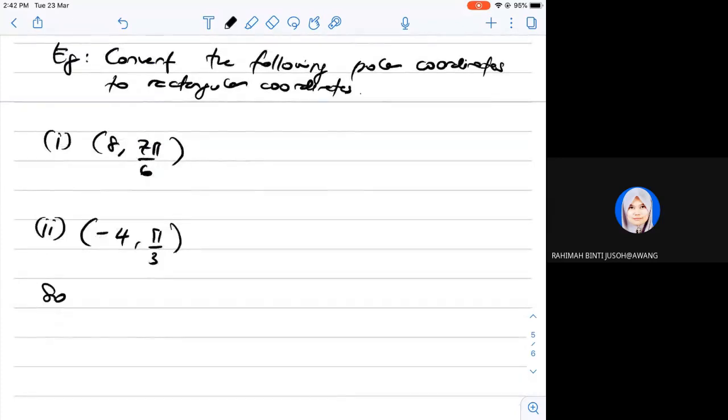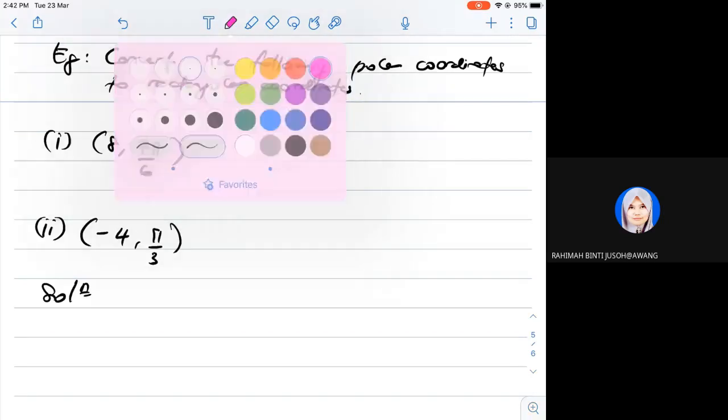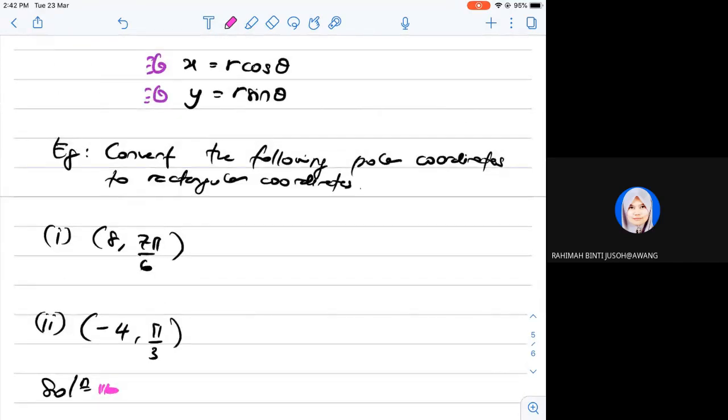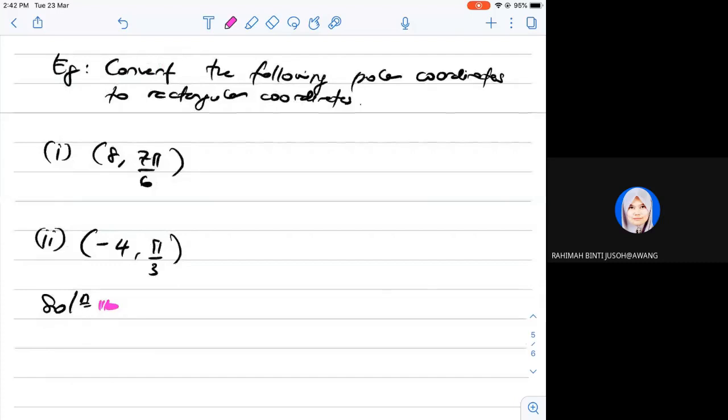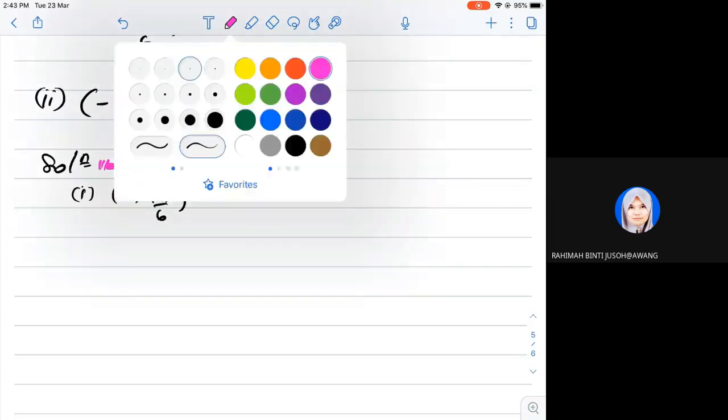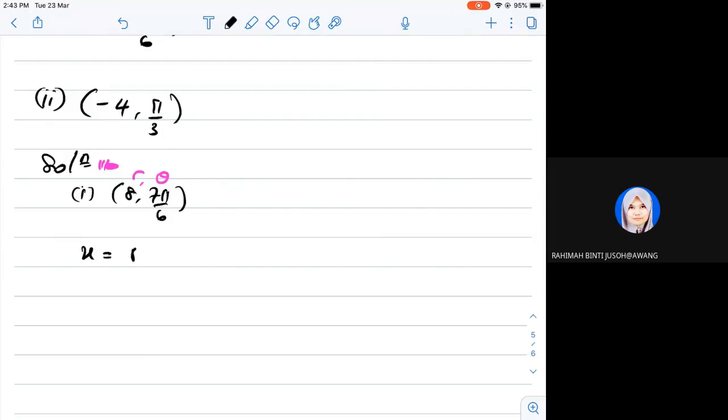Okay, so solution. For this case, guys, for questions converting from polar to rectangular, it's simply substituting into the formula. So for question number 1, we have 8, 7 pi over 6. Do you have a calculator with you right now? Yes. So this is our R and this is our angle. Let's calculate X, R cos theta. If you want to plug in 7 pi over 6, make sure you change to radian mode.